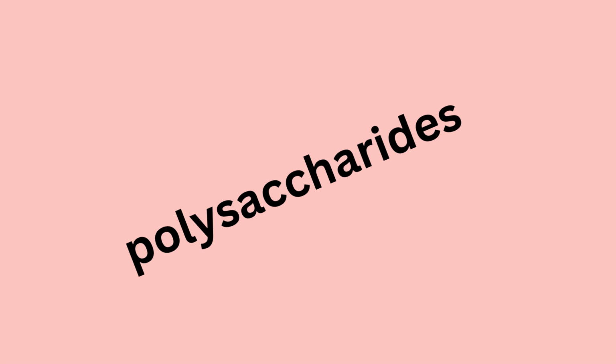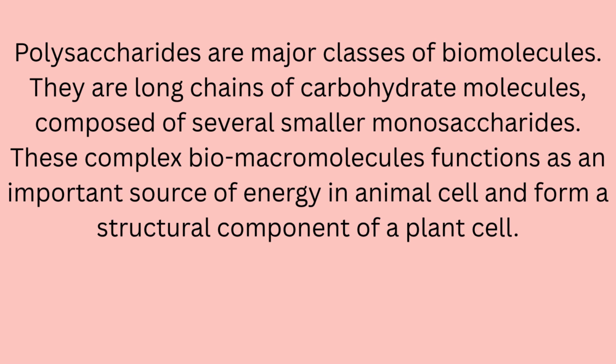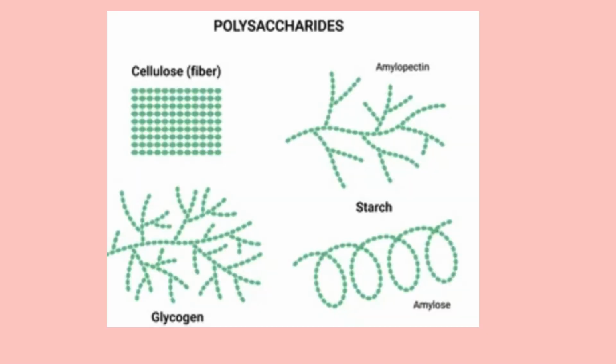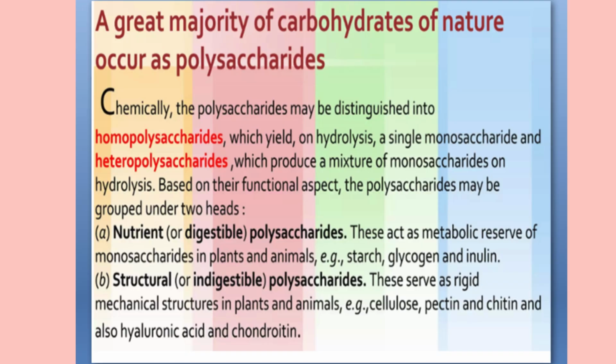Next up in our video is the formation of polysaccharides. Polysaccharides are major classes of biomolecules. They are long chains of carbohydrate molecules, composed of several smaller monosaccharides. These complex biomacromolecules function as an important source of energy in animal cells and form a structural component of plant cells. Some major types are amylose, amylopectin, cellulose, starch and glycogen.